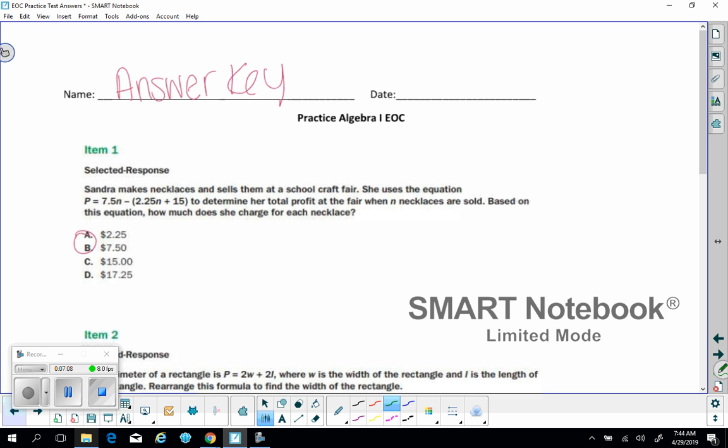So for this first one, it says, how much does she charge for each necklace? So this equation represents profit. Can anybody tell me what profit means? I heard growth somewhere. It is sort of like growth. How do we come up with that growth?